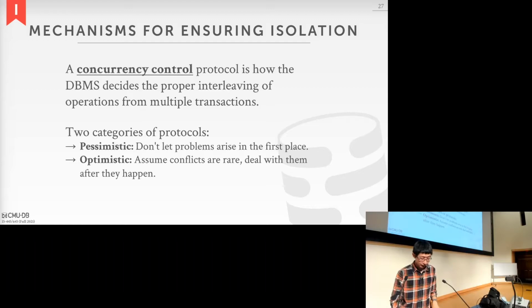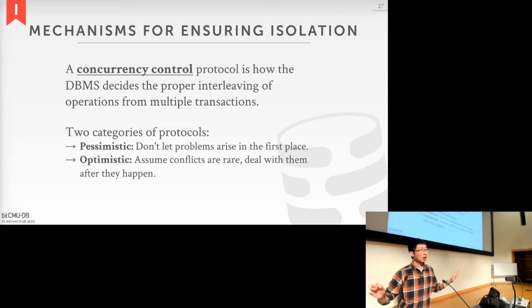And generally speaking, there are two types of concurrency control protocols. The first will be called pessimistic. Just from the name, we can tell that it assumes that either a conflict or an overwrite between different concurrent transactions would actually happen pretty often.